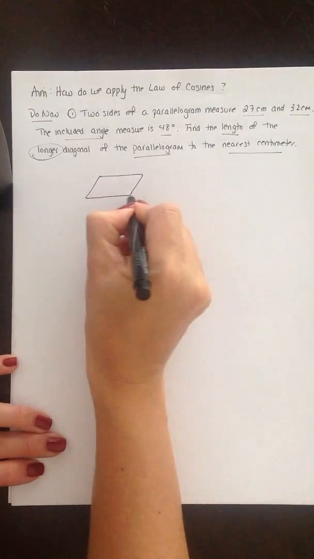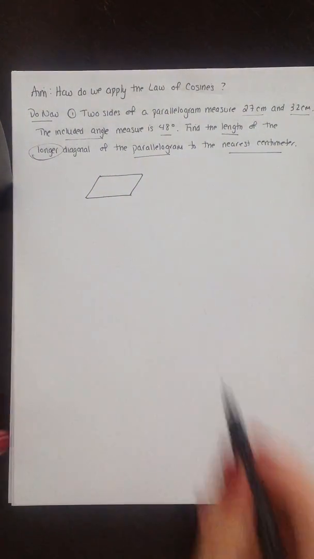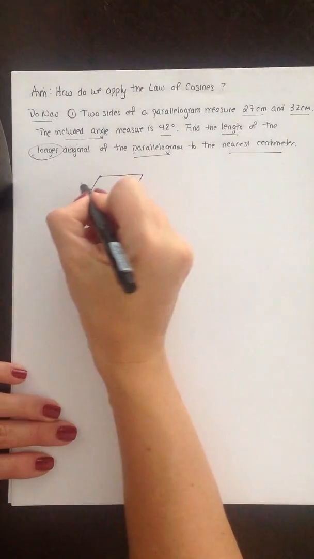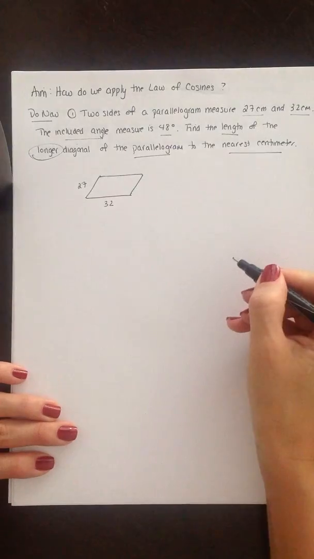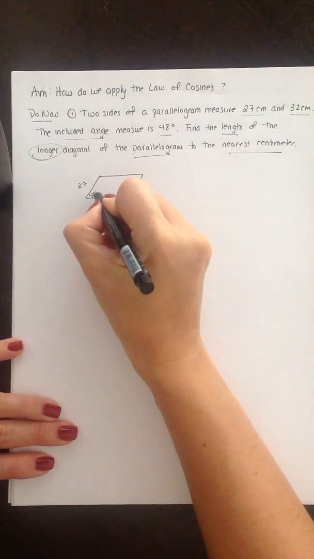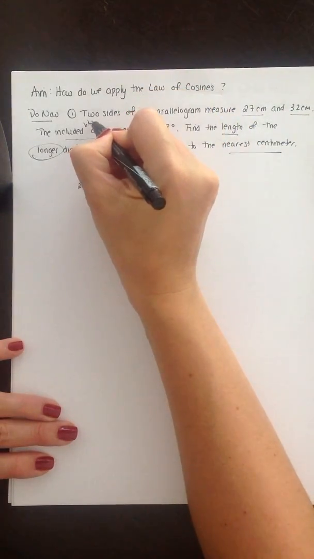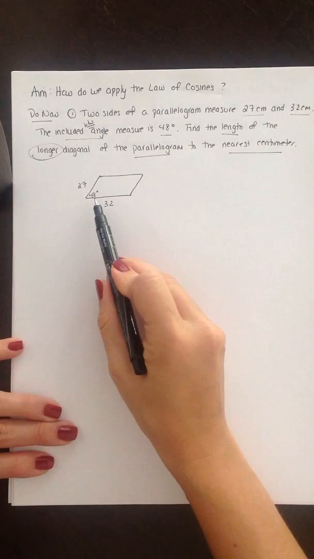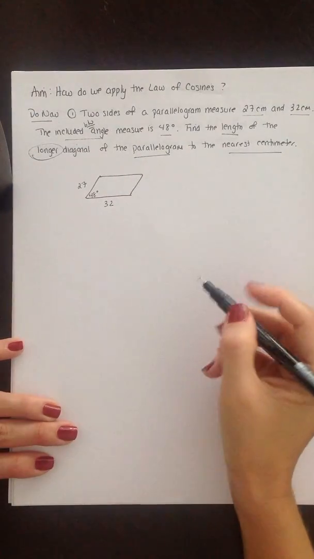We're told it's a parallelogram. So that's always how I draw my parallelograms. You can draw them however you'd like. To make it match up, the shorter side is 27 centimeters and the longer side is 32 centimeters. And the angle that's been included, meaning in between those, definitely the acute angle based on how I drew this parallelogram, is 48 degrees.